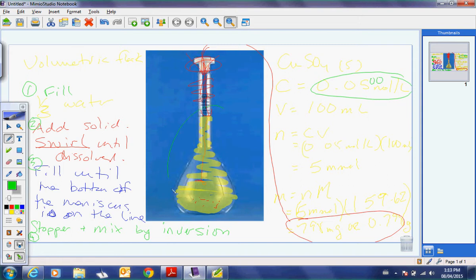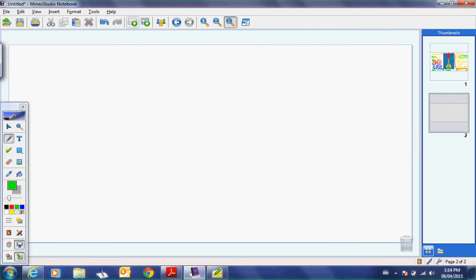Well, if I take this and I dump it into a new volume, the molecules that were in this flask will be the same as the molecules in the next flask. Does that make sense? So, hold on, I need a new page, and I'm going to draw a flask, and I'm going to fill it. Okay, so this is a concentrated solution. Your concentration was 0.05 moles per liter.